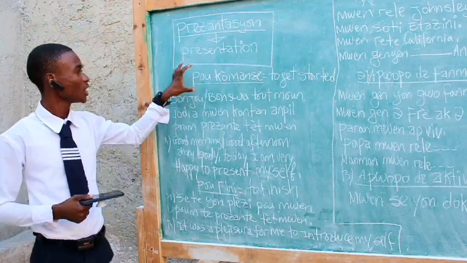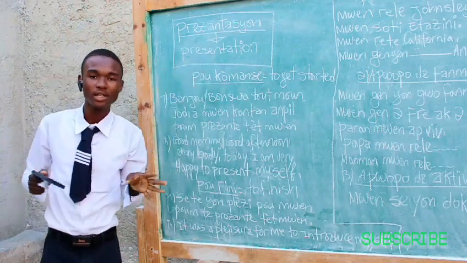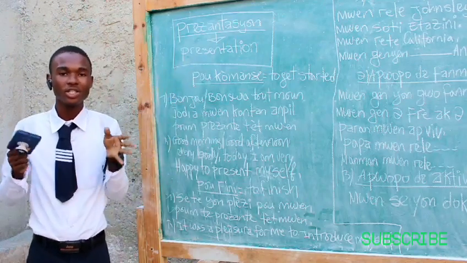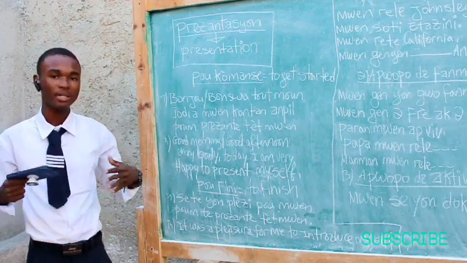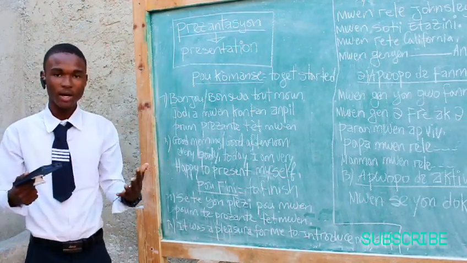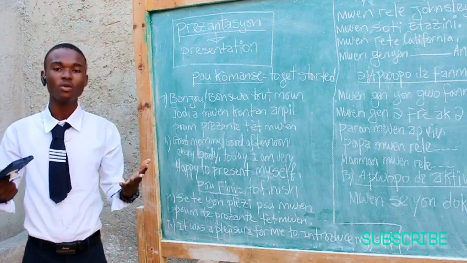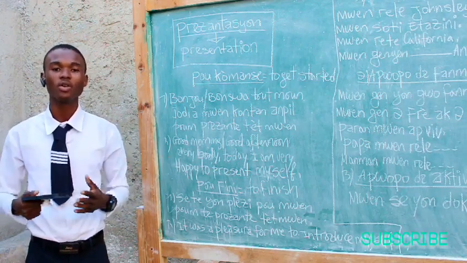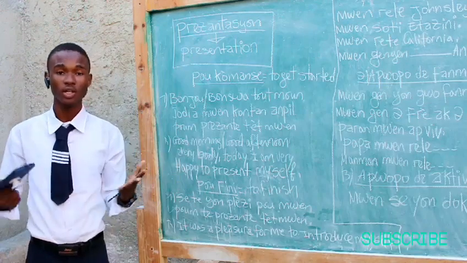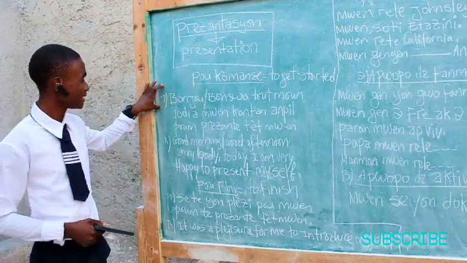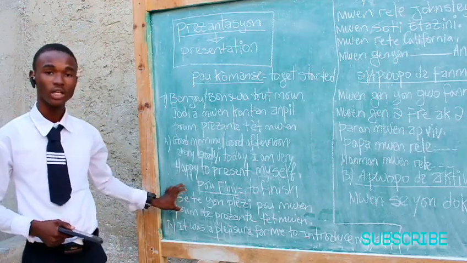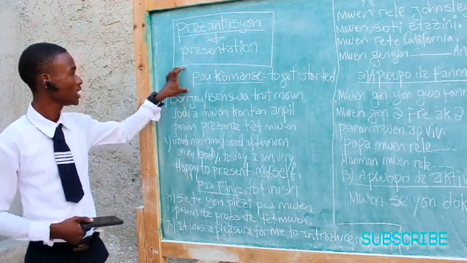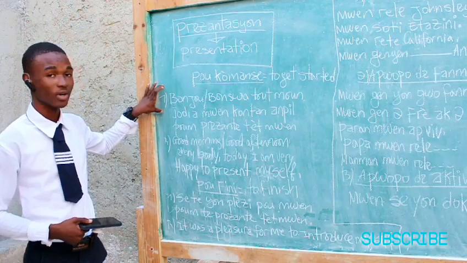Présentation. So, to do a presentation, you normally have to get started a certain way. You need a sentence to make people know that you are doing a presentation, that you are introducing yourself. We give a sentence here to get started, and we also give another sentence to conclude your presentation. So here we have a sentence, we're going to practice it together.